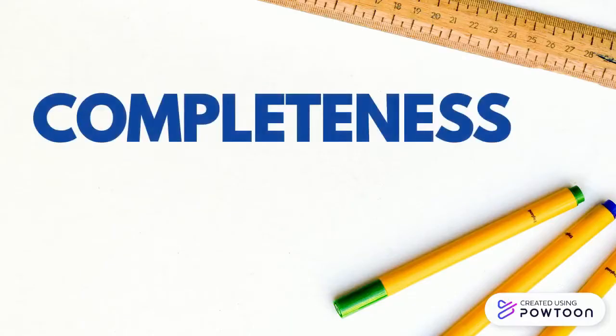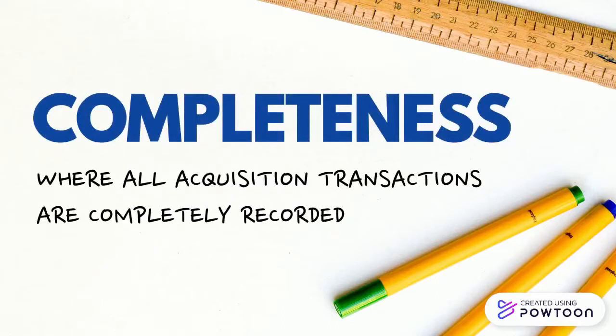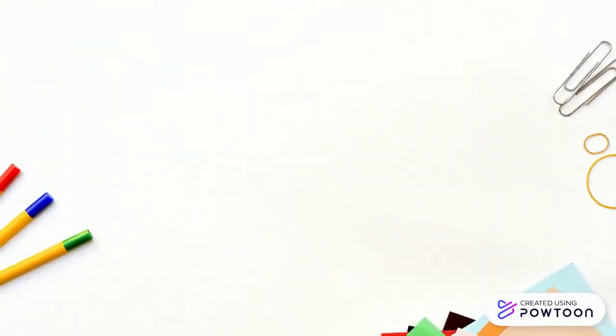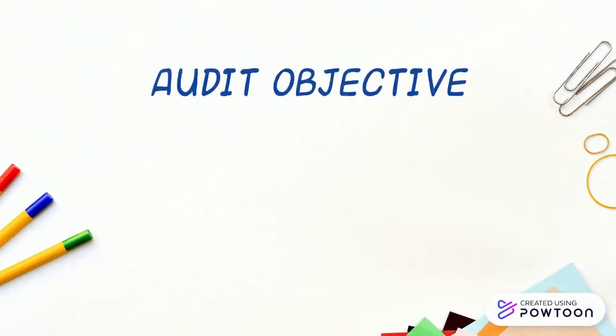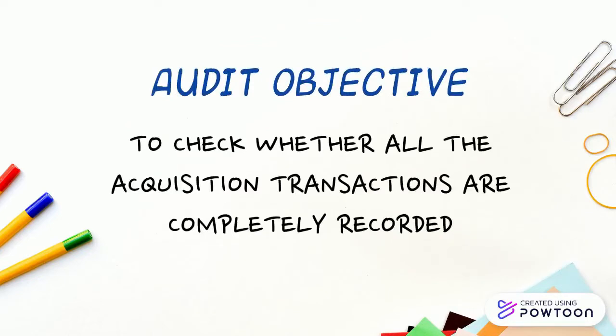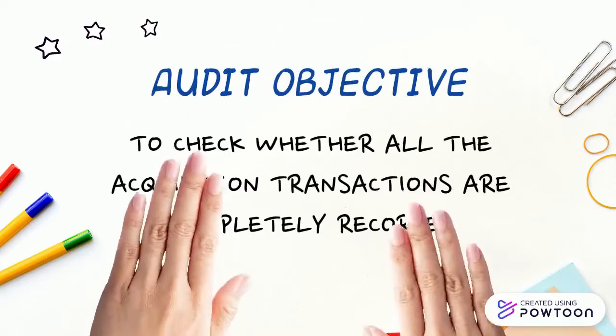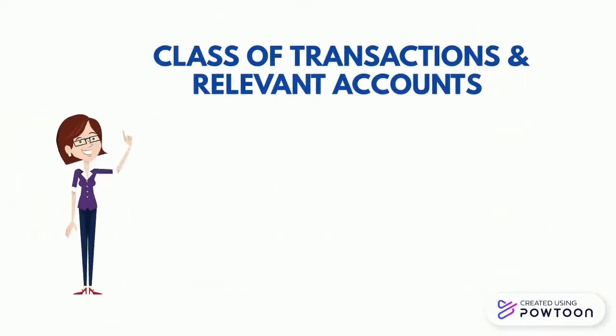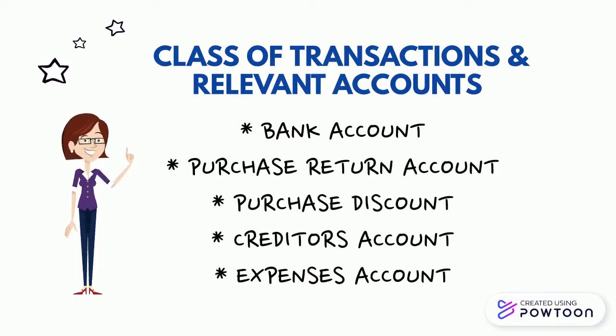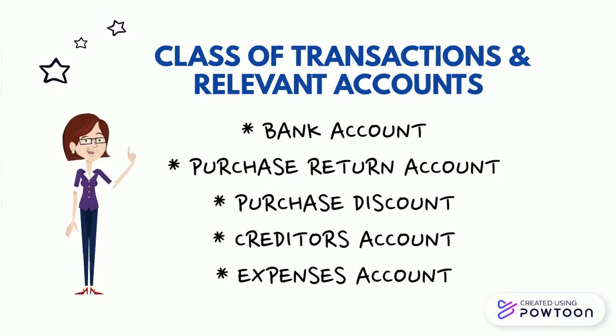The first assertion is completeness. Completeness is where all acquisition transactions are completely recorded. Next, the audit objective for completeness is to check whether all the acquisition transactions are completely recorded. The class of transaction and relevant accounts are bank account, purchase return account, purchase discount, creditors account, and expenses account.